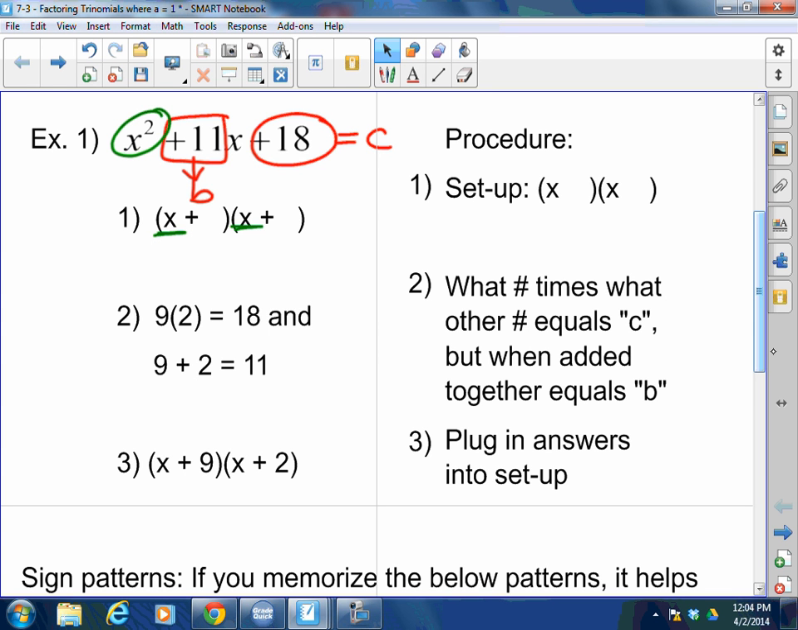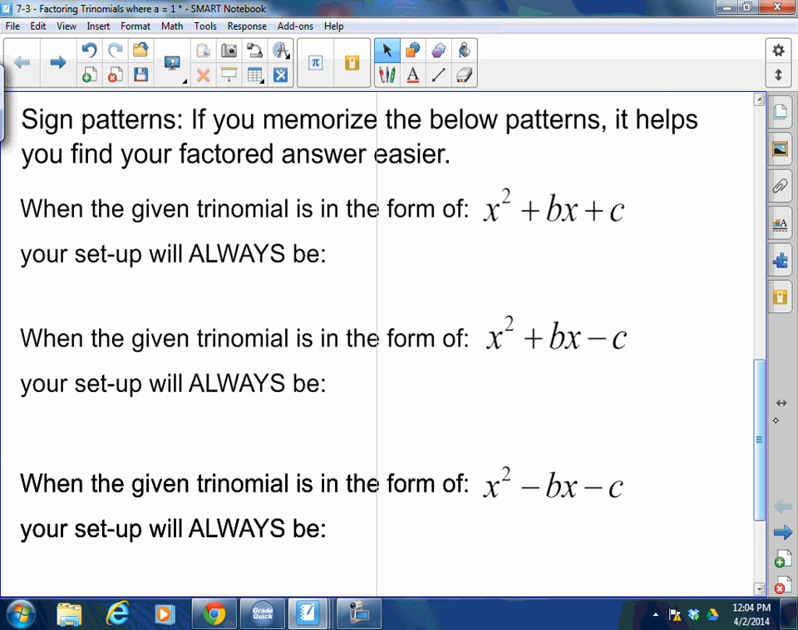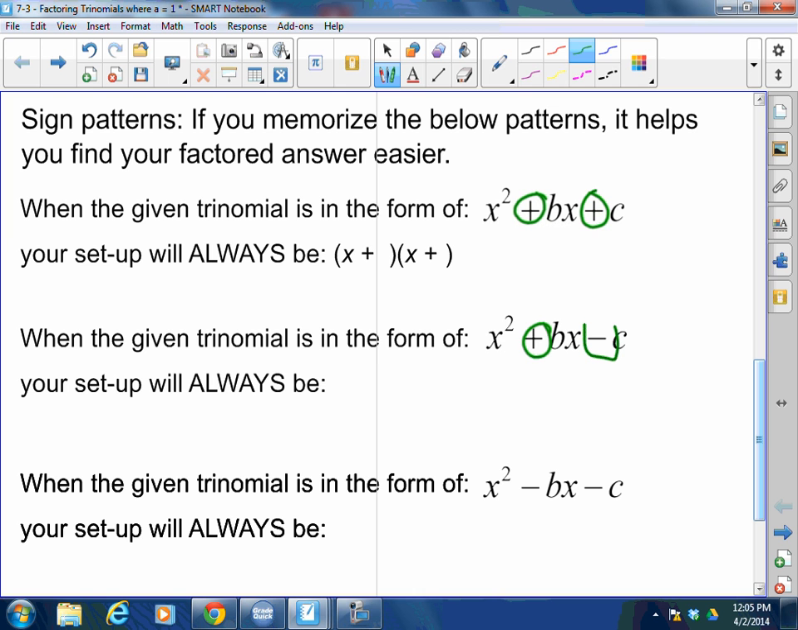Thank you, sir. Okay. Now, there are some patterns that you can memorize. You don't have to. I'm going to tell you right now, you don't have to, but it will help. For example, what am I talking about? When you're doing your setup, you could go ahead and put the signs of the numbers if you remember the following setup. When you have an x squared plus bx plus c, when you have a positive b and a positive c, your setup will always be x plus something, because everything's positive. So it's x plus, x plus. When the given trinomial is in the form of x squared plus bx minus c, so in other words, b is positive and c is negative, your setup will be an x plus a number, x minus a number.